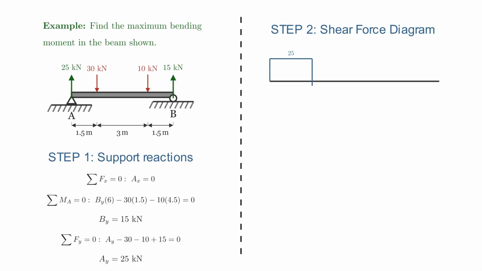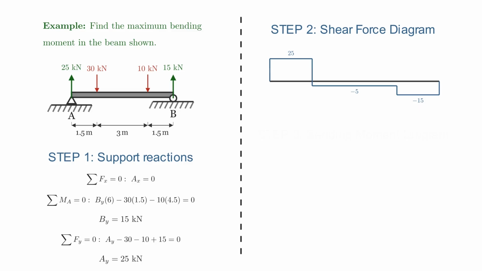So 25 minus 30 is minus 5. And again, we carry across at the same level until we get to the next force. The next force is the 10, which is also down, so we have to take that off. So minus 5 minus 10, we come down to minus 15. Again, we go across until we get to the next force. The last force is the support reaction at B, which is 15 upwards. So we add 15, which brings us back to 0. The shear force diagram should always start and end at 0 if the beam is in equilibrium.